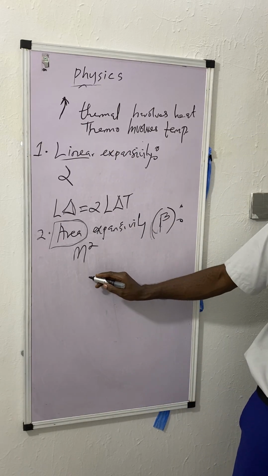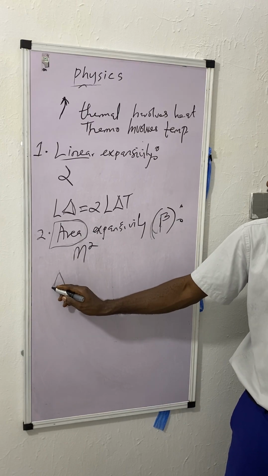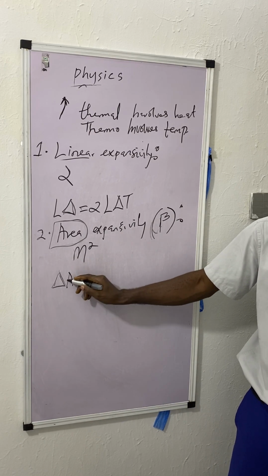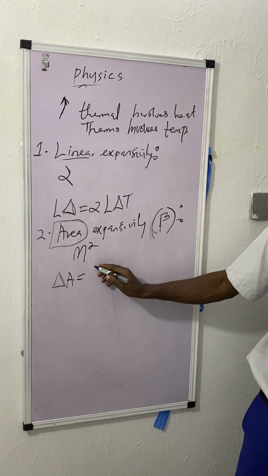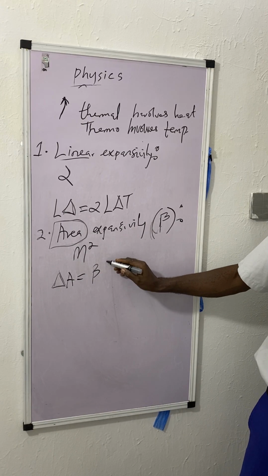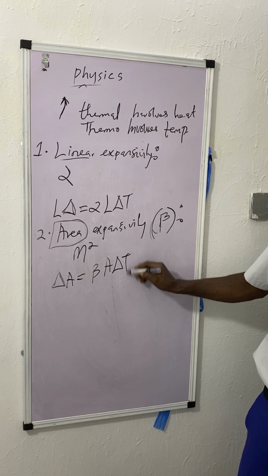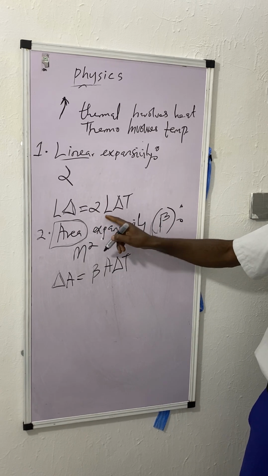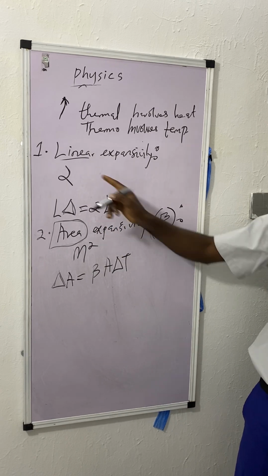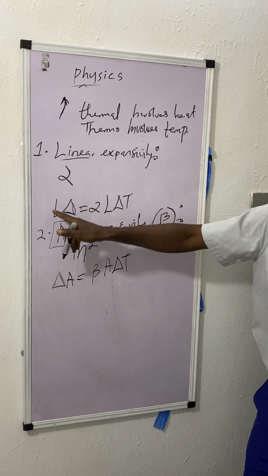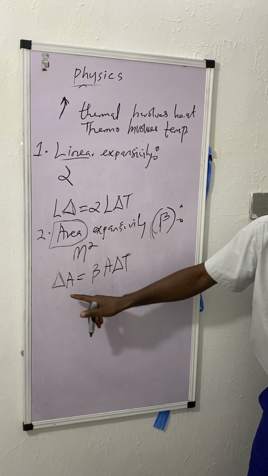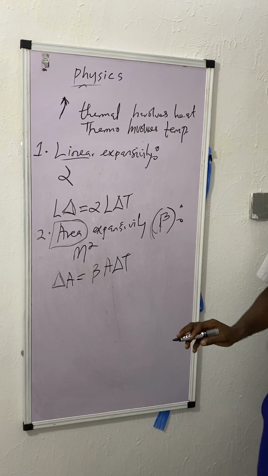So the formula gives us change in A, which is the change in area. The area expansion is equal to beta times area times change in temperature. You can compare this with alpha times length times change in temperature, because it's linear length. Change in length, change in area. As easy as ABCD, not hard.